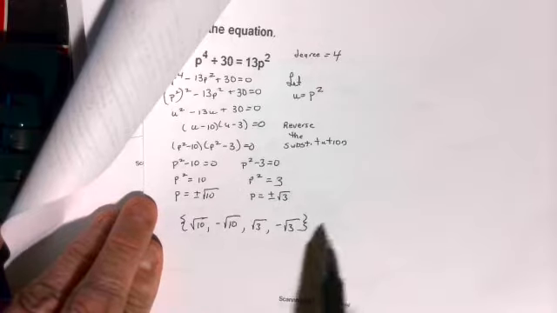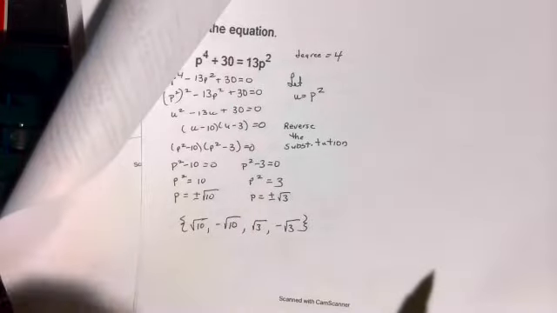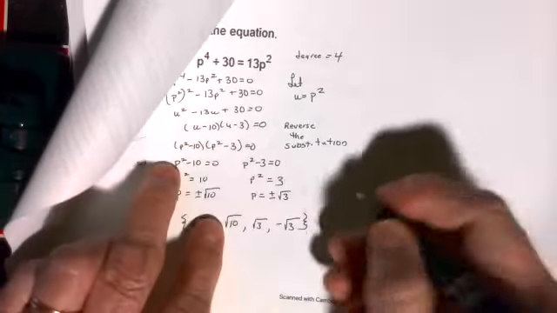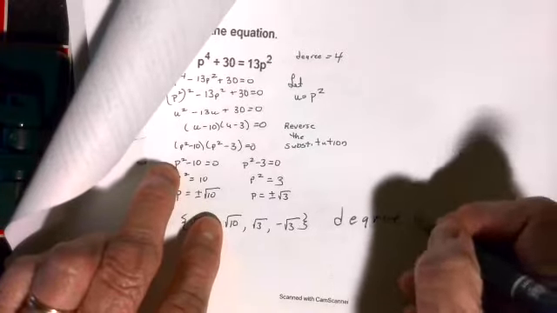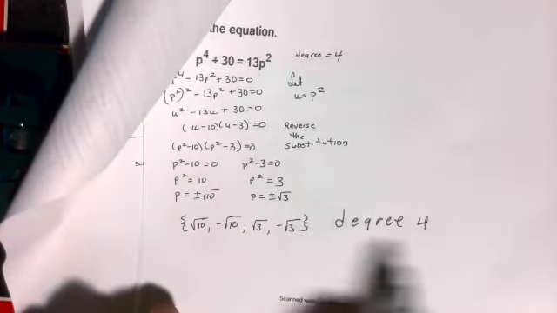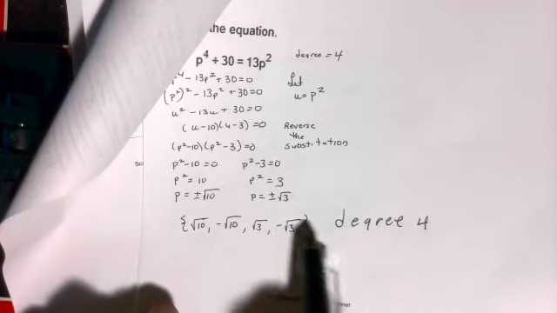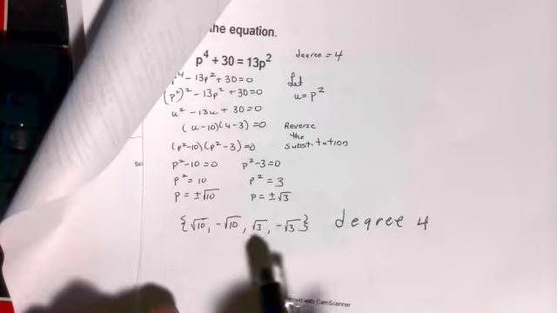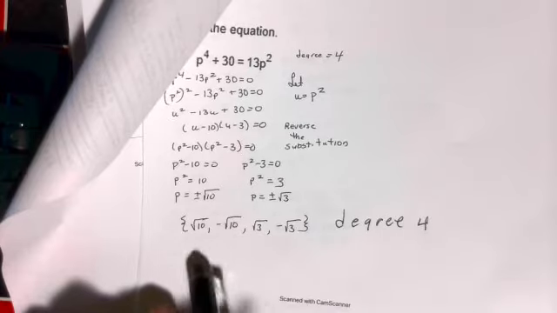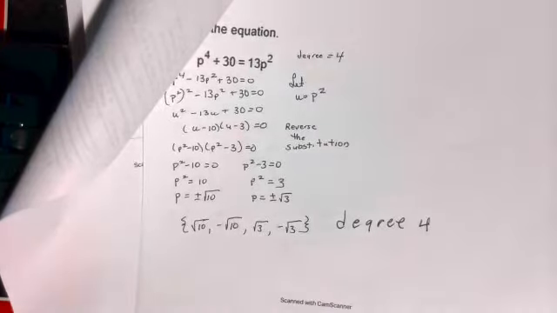So notice I get 4 solutions, which makes sense because it was degree 4. So the degree tells us how many solutions we should be able to account for. And it may repeat the same solution, but the degree tells us how many we should be able to account for.